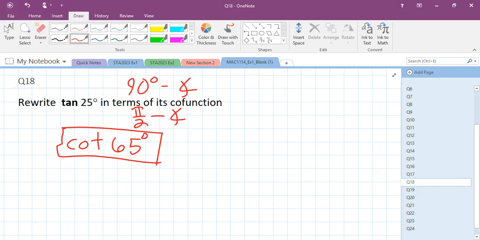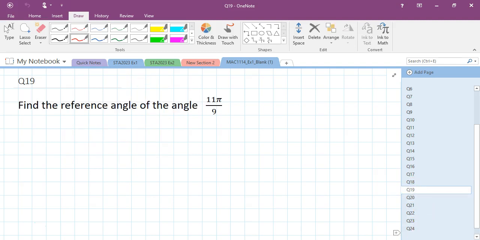All right, number 19. What's the reference angle? Well, we've been talking about reference angles. So first things first, we got to figure out what quadrant we're in. So 11 pi over 9. 11 pi over 9. That's 1.2. So what quadrant is that? That's in quadrant 3 because 1.2 is between 1 and 1.5, which is quadrant 3. So we know that we're in quadrant 3.